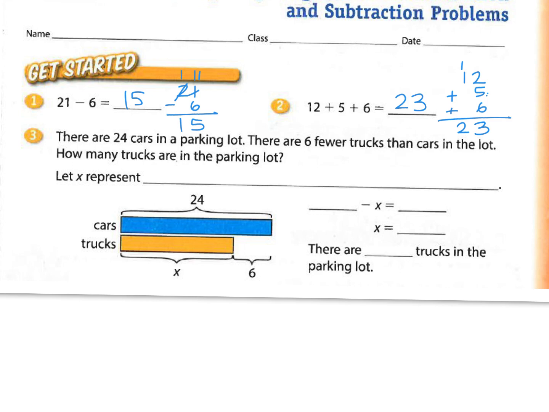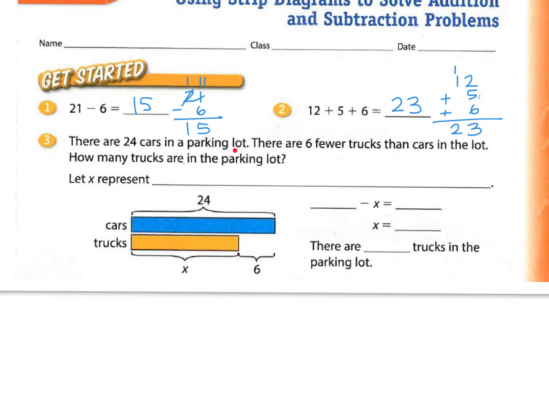Number 3 says, there are 24 cars in a parking lot. There are 6 fewer trucks than cars in the lot. How many trucks are in the parking lot? In this case, our variable x, it says let x represent, x right here is going to be the number of trucks. So we're just going to write number of trucks. And then what we're going to do is 24 minus x, and that will equal 6 because there are 6 fewer trucks than cars.